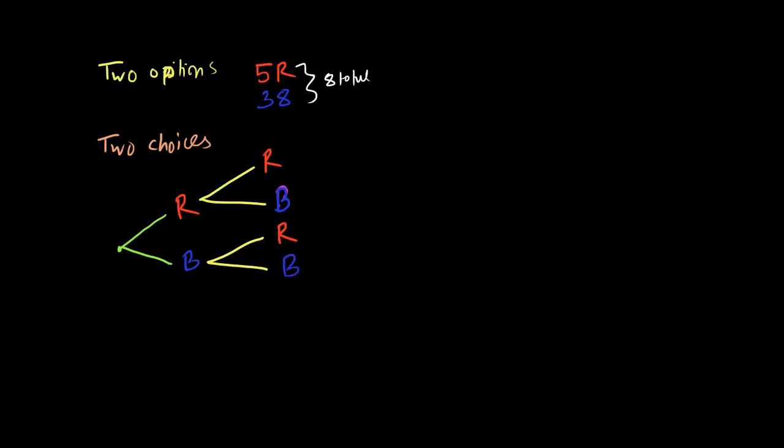So that is the first category of tree diagram where we have two options, meaning two colors to choose from, and we are choosing or removing two items. So let me write this down. This means removing two items without replacement. That basically means the probability is going to change every time you do the calculations.